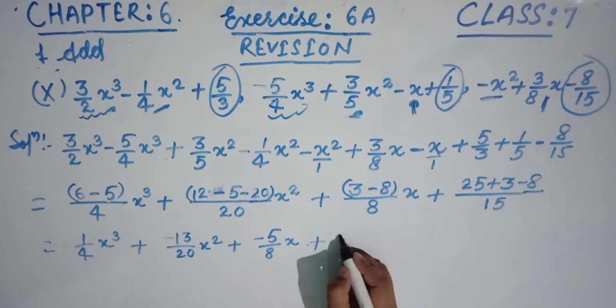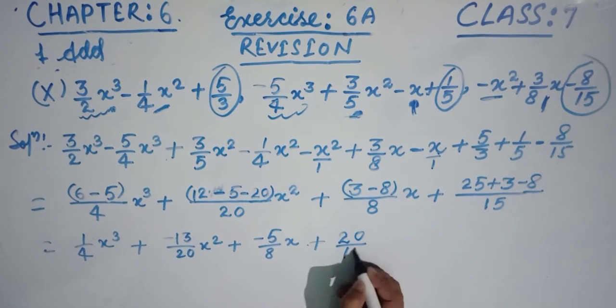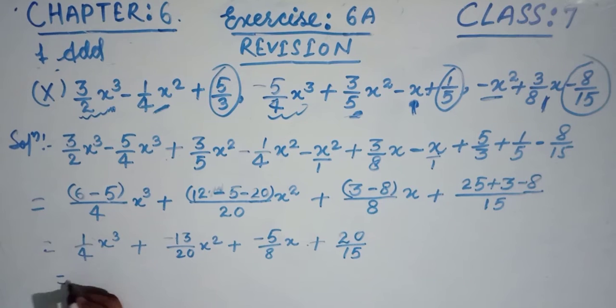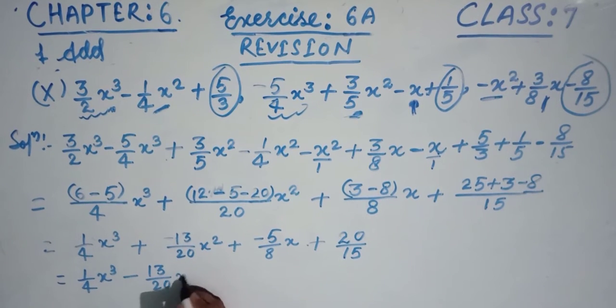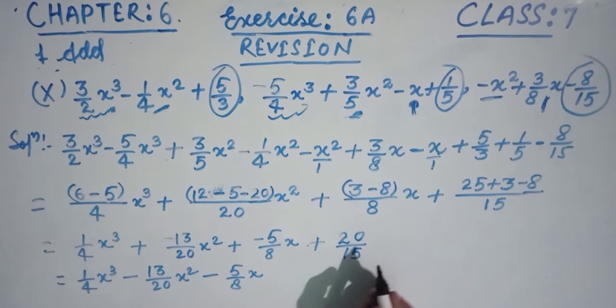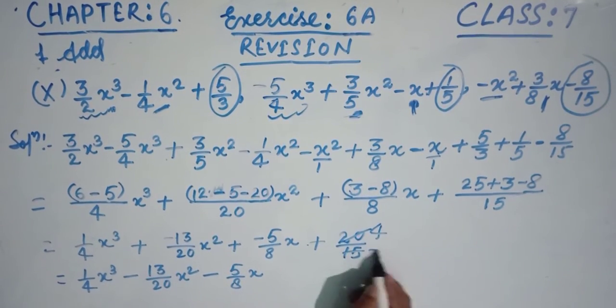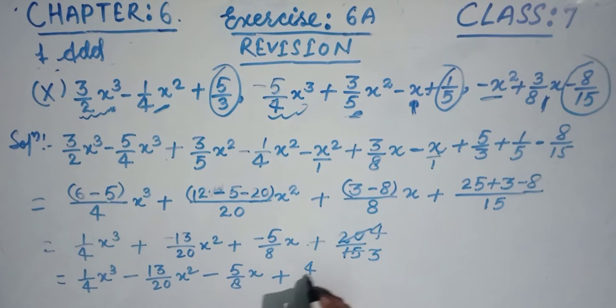Now friend, this is 20 by 15, friends. So this is 1 by 4 x cube as it is. So plus into minus minus, friends, 13 by 20 x square, friends. Plus into minus minus 5 by 8 x, friends. Now this is, friends, remember 5 4, and 5 3. So this is 4 by 3. So this is your answer. So friends, while solving this type of question, please be cautious and careful about the plus minus signs.